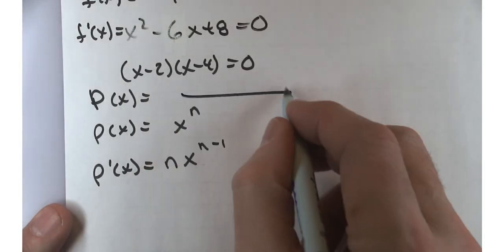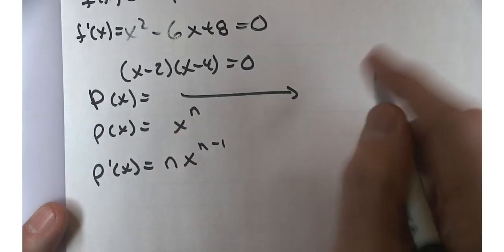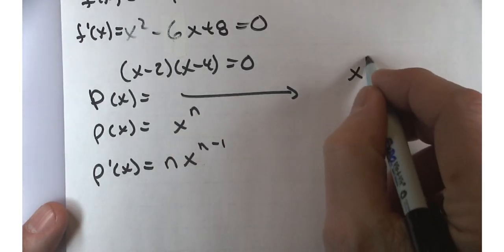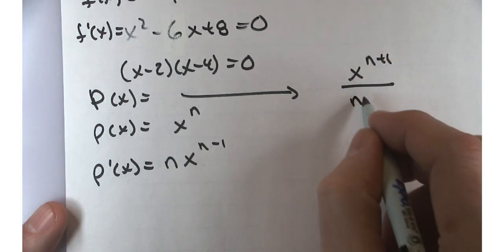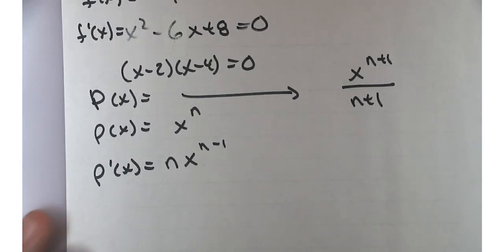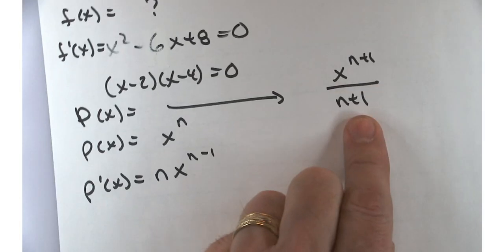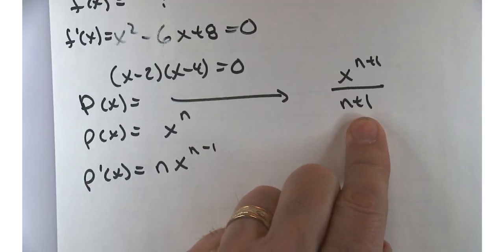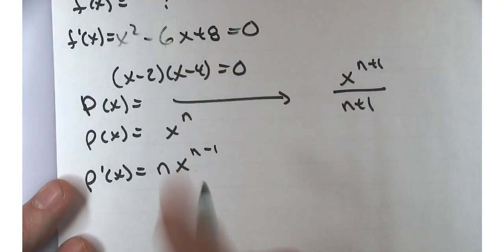So for that, you're going to start by adding 1 to this exponent, x to the n plus 1, and then divide by that same exponent. So that's the antiderivative of terms like that. You're doing two things. Start by adding 1 to the exponent and divide by that same exponent. So let's see if we can apply that to this term right here.